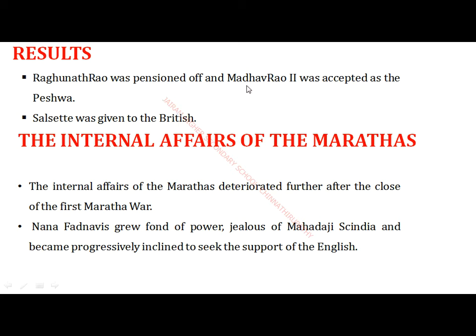Later his throne was handed over to whom? Madhav Rao II was accepted as the Peshwa. Okay, children, that is the prime minister of the Marathas. And next, Salsette was given to whom? Salsette was given to the Britishers.